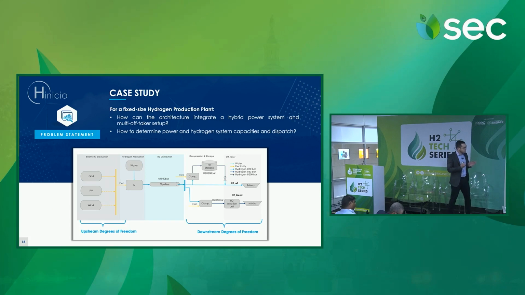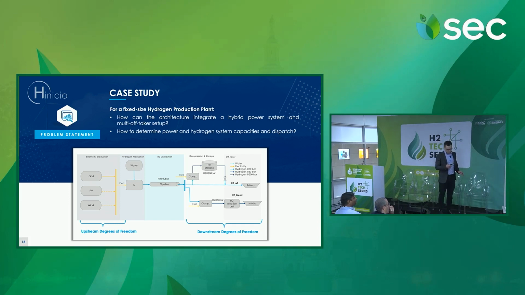So now consider that you have a fixed size hydrogen production plant. So that means that this part is already fixed. And then you have upstream degrees of freedom and you have downstream degrees of freedom, okay? So the question here is, how can the architecture integrate a hybrid power system that has the grid, the PV power plant, the wind farm, how you can integrate it with a system that wants to produce hydrogen for a refinery and for a natural gas grid, okay? That's the main question here.